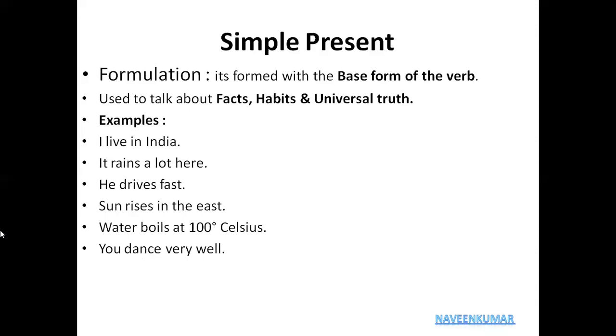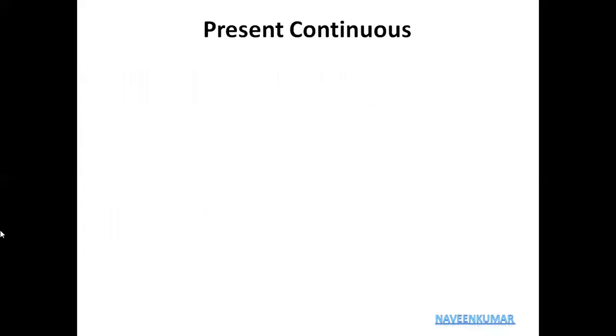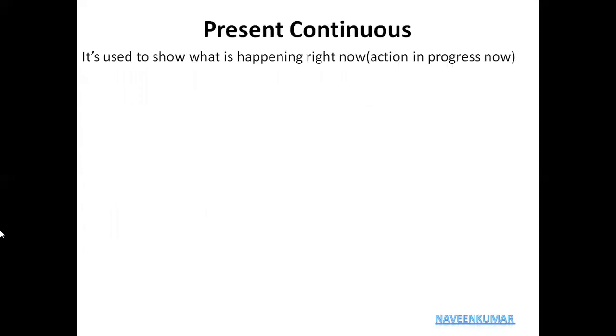Let's move on to the next one. Present continuous. When we use present continuous, it's used to show what is happening right now, or an action in progress now. Whatever action is taking place right now, in order to talk about that action, we use present continuous tense. Formulation: subject plus am, is, are plus ing form of the verb. Am, is, are are the auxiliary verbs or helping verbs that we use, and the verb will be in ing form, that is present participle form.